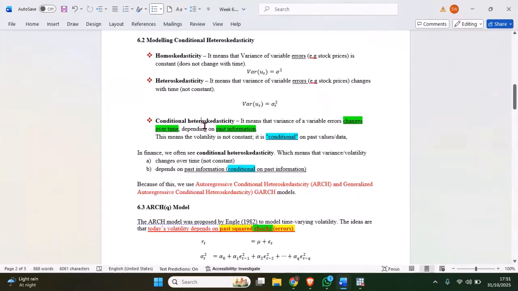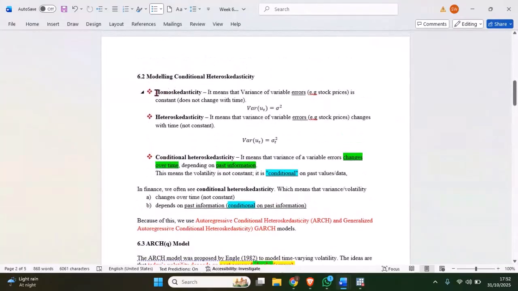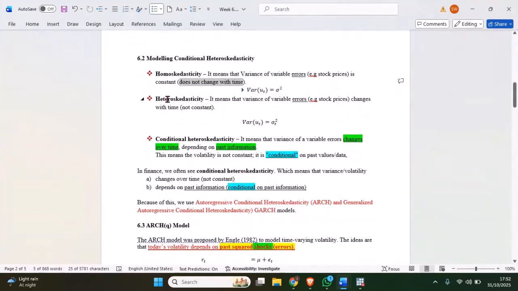And then we need to understand another term we are calling conditional heteroskedasticity. So homoskedasticity means that the variance is constant. It means that the variance of the errors, or what we call epsilon, is a constant. It means the variance of the errors does not change over time. And this is the representation of that homoskedasticity. So the variance is constant.